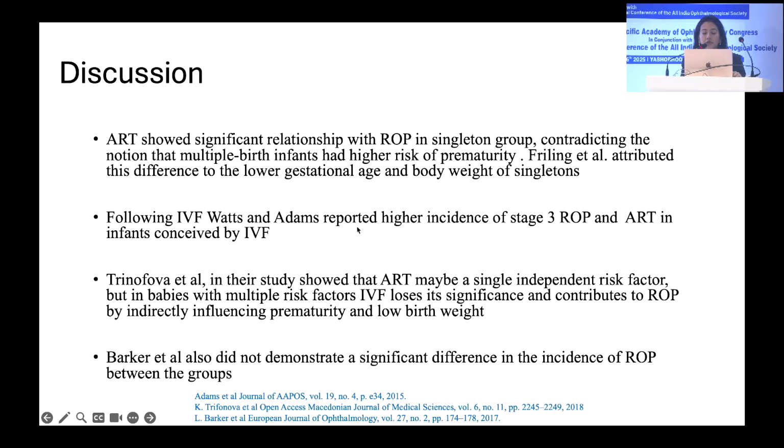This was attributed to the difference in the lower gestational age and the body weight of the singletons. However, ours had comparable gestational age and body weight between the babies of the two groups, the control as well as the IVF babies.